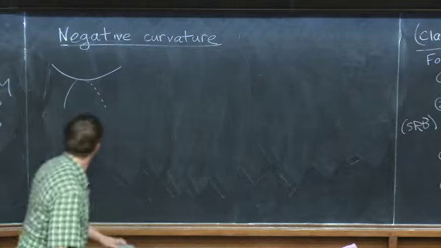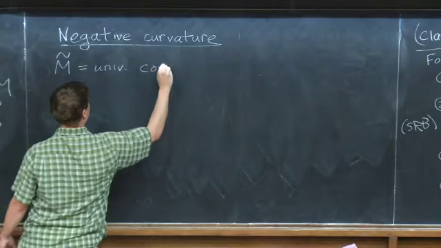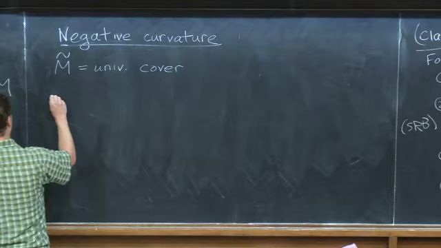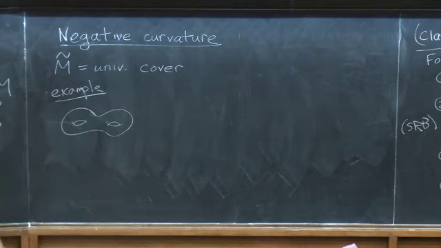And to make that a bit more precise, let me draw the following picture. Let M tilde be the universal cover. So for example, if I take just a surface of genus 2, you may rightly object that if I embed this in R3 in the way this picture suggests, it definitely doesn't have negative curvature, so I just drew the topology, I didn't draw the geometry.